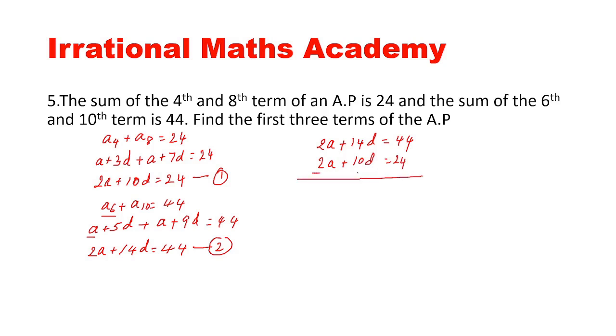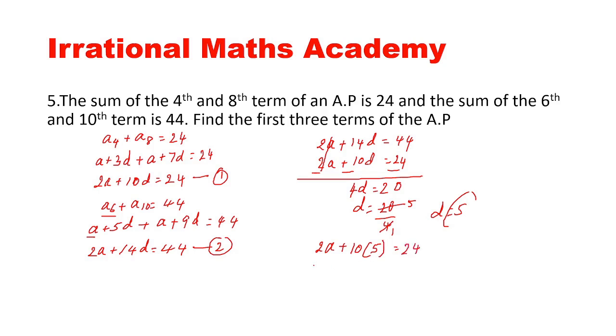This becomes minus, minus, minus. 2A minus 2A gets cancelled. 14D minus 10D, 4D. 44 minus 24, 20, and 4 minus 2... D equal to 20 by 4. 4 ones are 4, 4 5s are 20. I got my D value, 5. Okay, I'll substitute in any of these equations to get my A. I'll substitute in equation 1, so 2A plus 10 into D, which is 5.